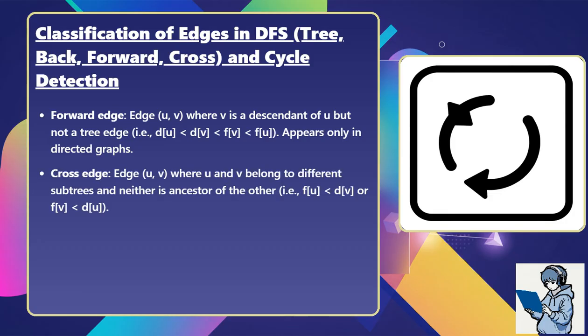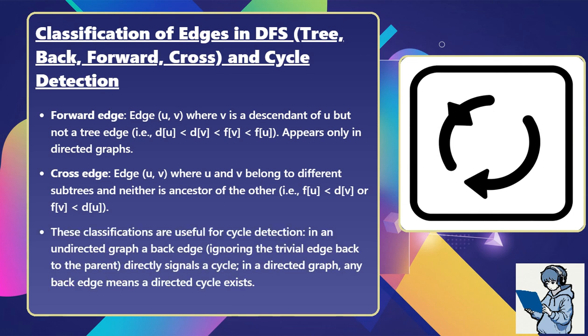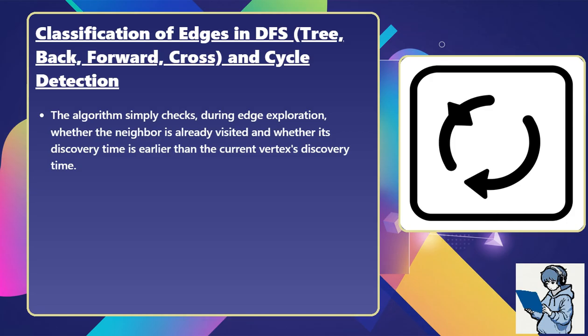Cross edge, edge U to V where U and V belong to different subtrees, and neither is ancestor of the other. That is F of U less than D of V or F of V less than D of U. These classifications are useful for cycle detection. In an undirected graph, a back edge, ignoring the trivial edge back to the parent, directly signals a cycle. In a directed graph, any back edge means a directed cycle exists. The algorithm simply checks during edge exploration whether the neighbor is already visited, and whether its discovery time is earlier than the current vertex's discovery time.